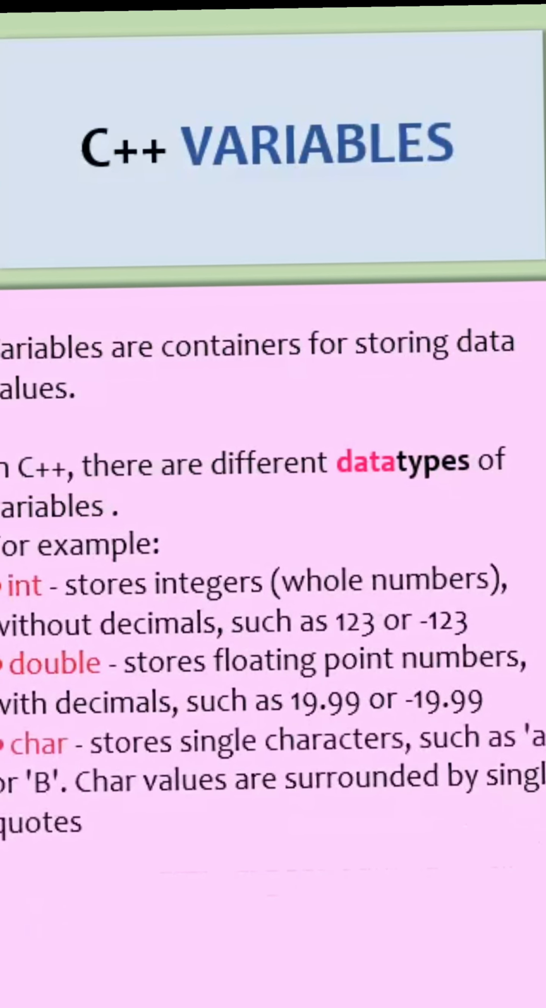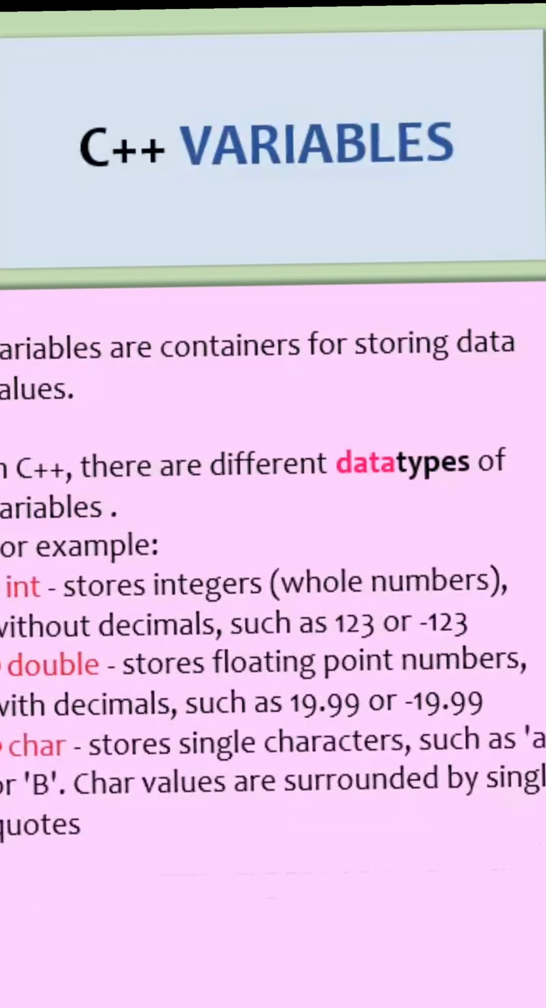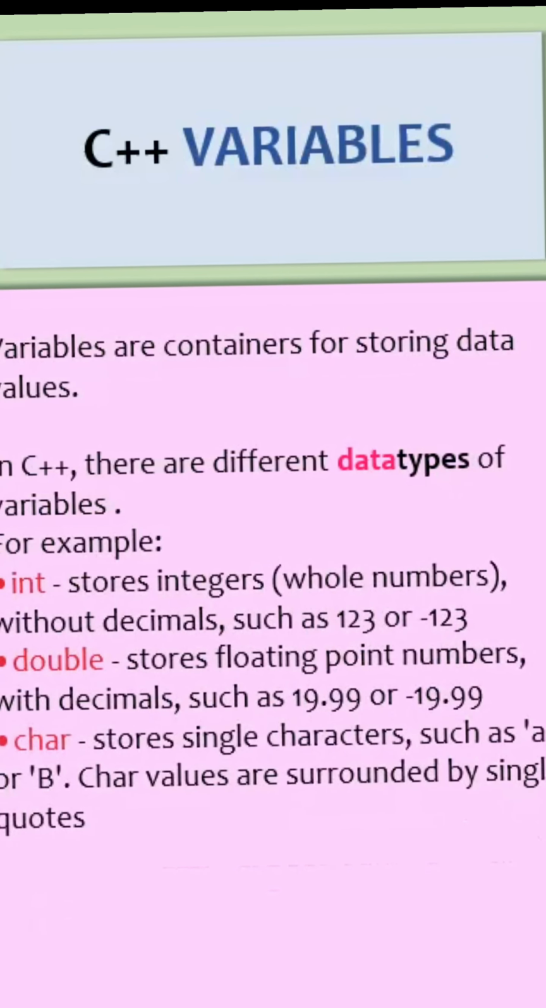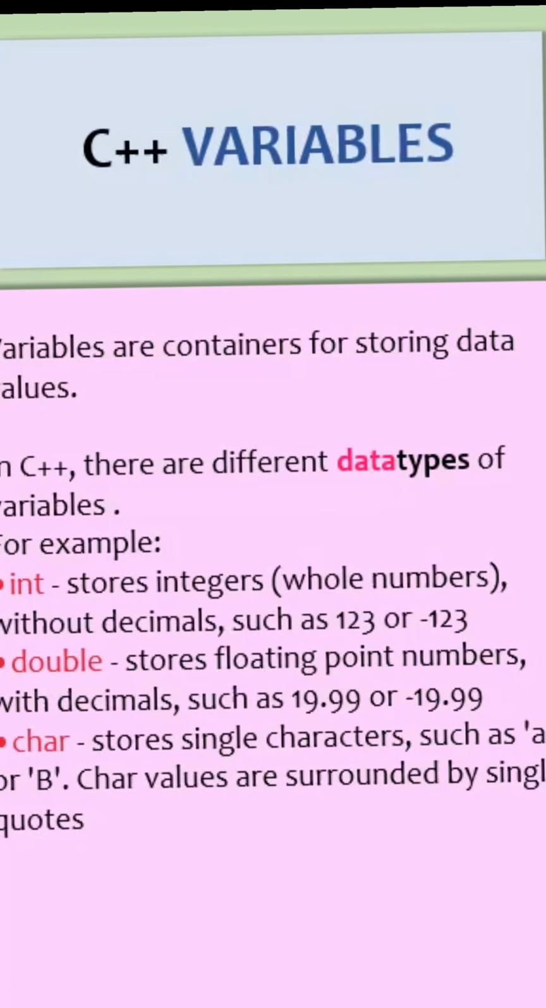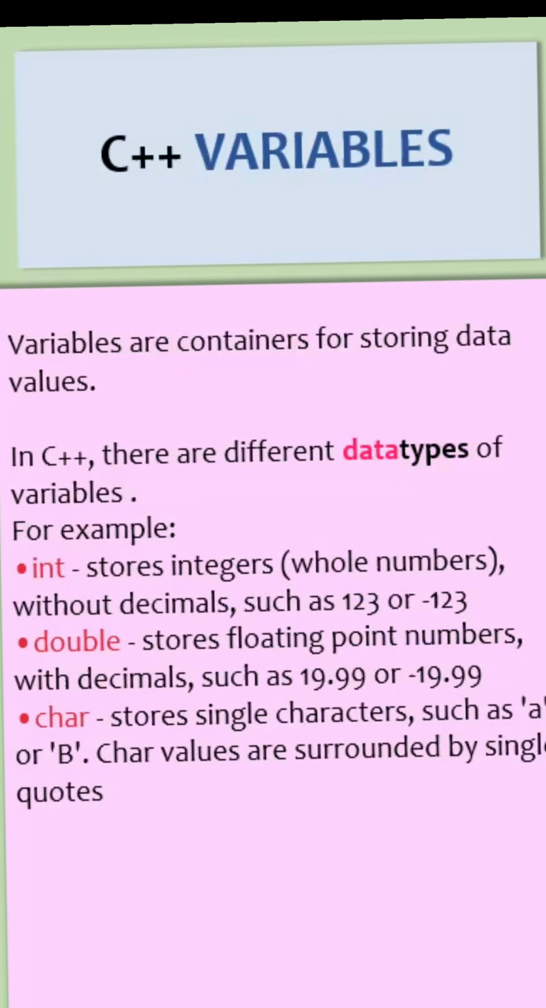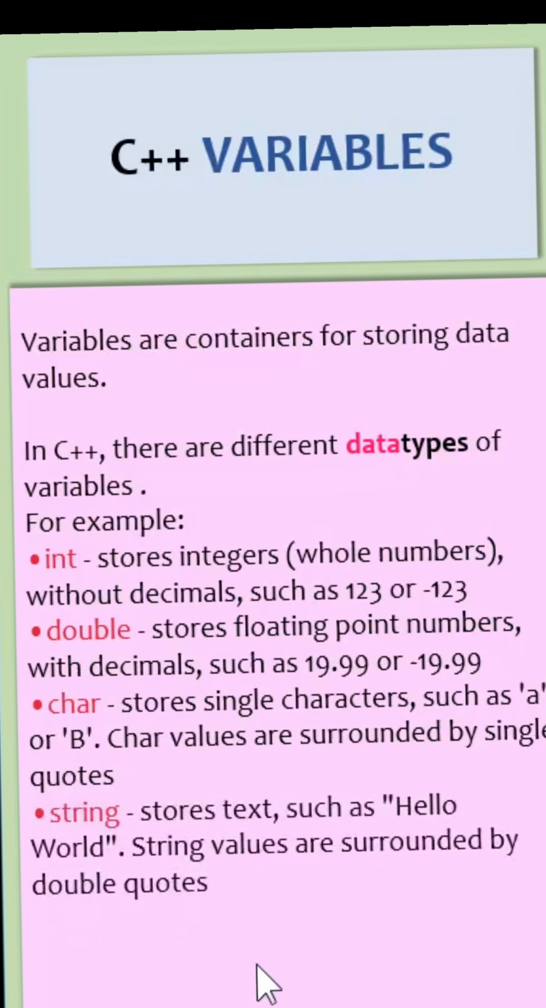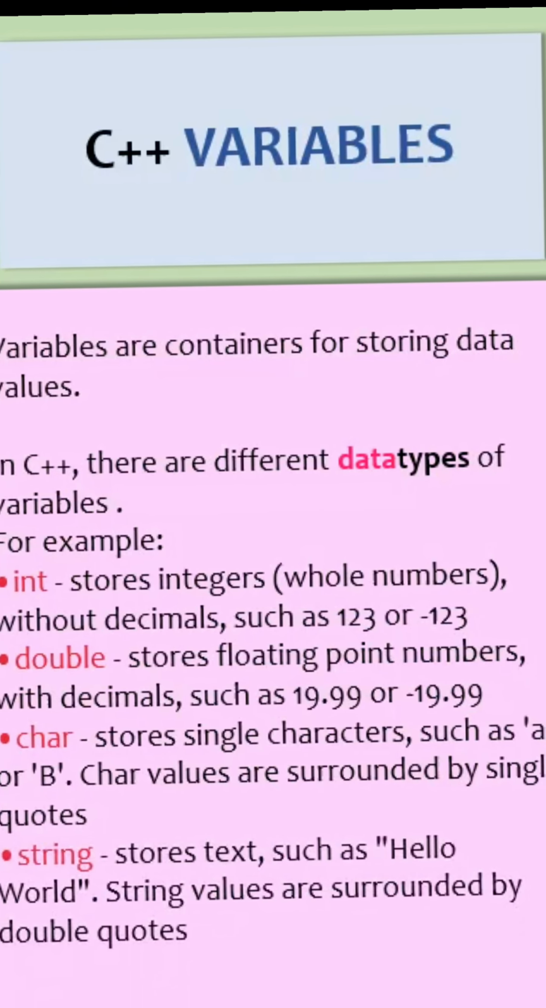And double stores floating point numbers with decimals, such as 19.99 or minus 19.99. And char stores single characters or single letters, such as A or B, which should be enclosed in single quotations. So char values are always enclosed by single quotations. And string stores text such as hello world, or a collection of letters. String values are surrounded by double quotes.